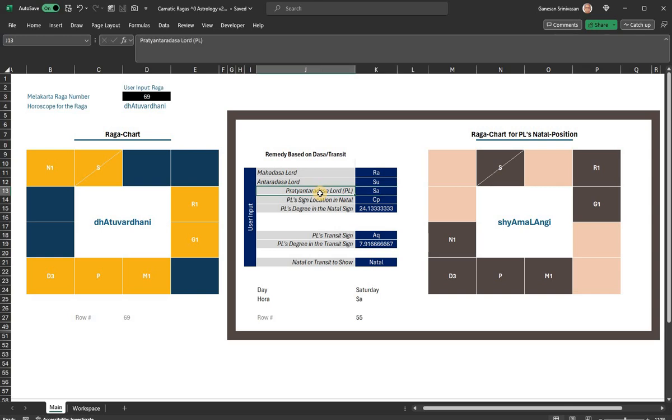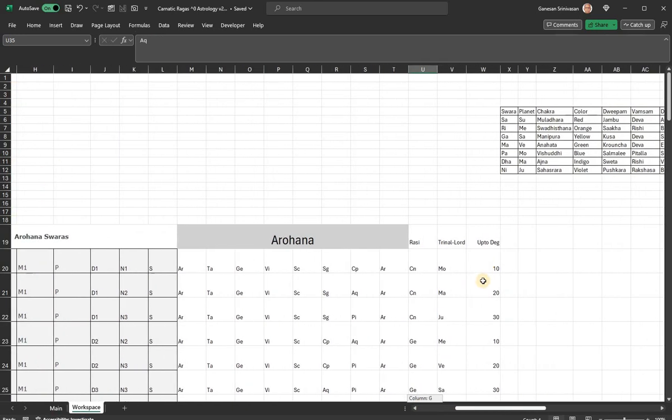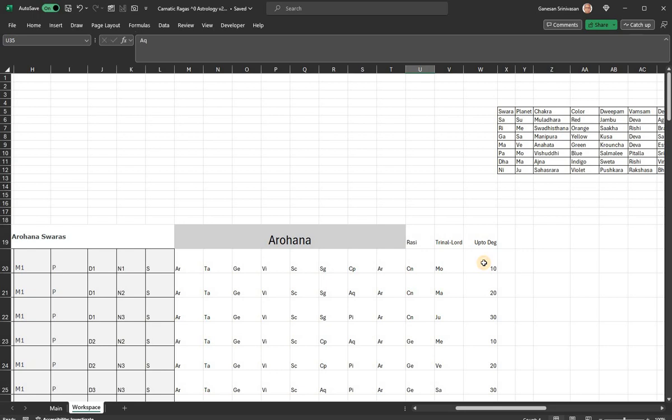As per the presentation, you would get to know that the Pratyantara Dasha Lord has to be mapped to a raga chart, where he is located, in which degree he is located. Degree matters here because in the mappings, he finally gives, if it is between the first 10 degrees, then it maps to a particular planet and a particular rasi.